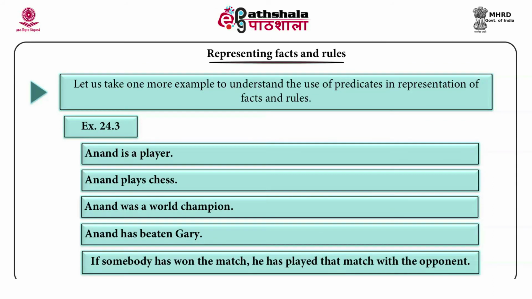The example 24.3 talks about how you infer from something which is given. If you read 24.3, you realize that Anand is a player, Anand plays chess, Anand was a world champion, Anand has beaten Gary. If somebody has won the match, he has played that match with the opponent. If you read that, you can easily confirm that Anand has played a match with Gary. Now, how do you prove this? When you want to prove this, you will have to convert this into predicate logic, and then you will have to have some method of inference. So, this is what we will do.